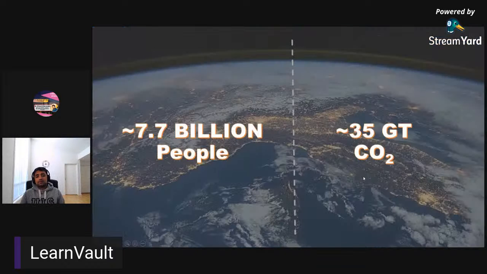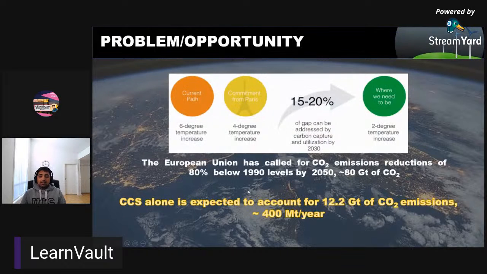So for that, I would say currently in the world, we are 7.7 billion people and increasing day by day. And with this much population, we are emitting roughly 35 gigaton of CO2 every year. So this is a significant amount of CO2. And what this has led to is a significant temperature increase, which we also know as global warming. And we are on the path of a temperature increase of 6 degrees.